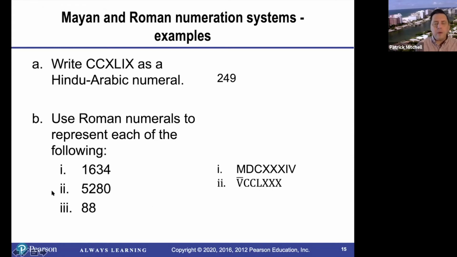And then finally we have 88. So that would be 50, which is L, plus 30, which is XXX. And then unfortunately 8, you can't do anything subtractive. You just have to go VIII. So that's what it would be, L, XXX, VIII.